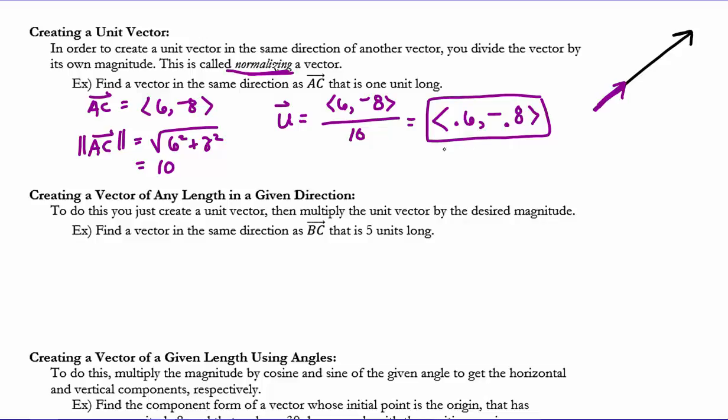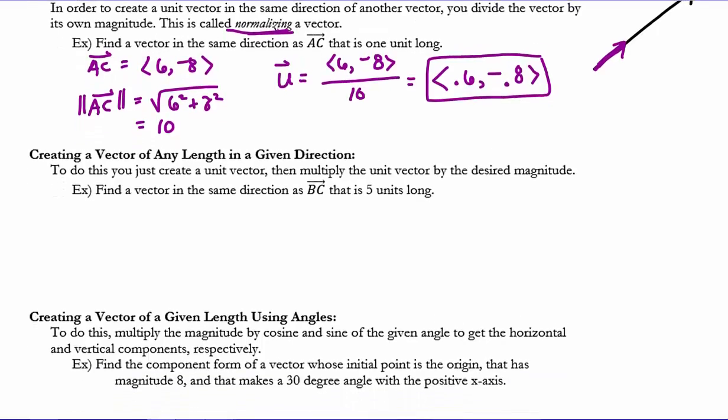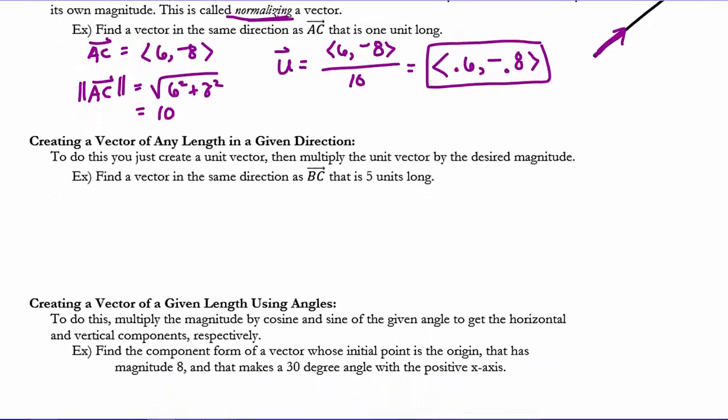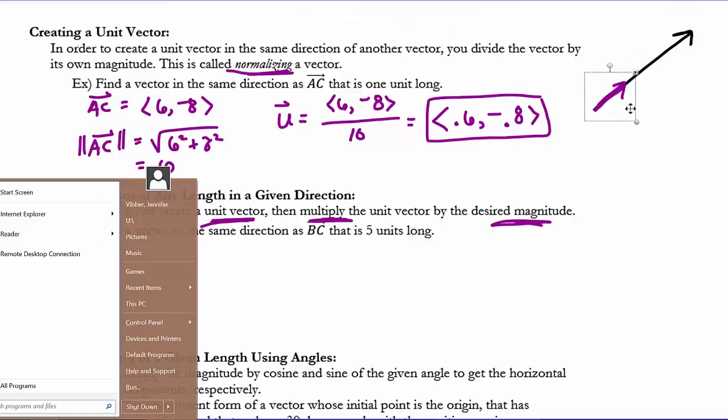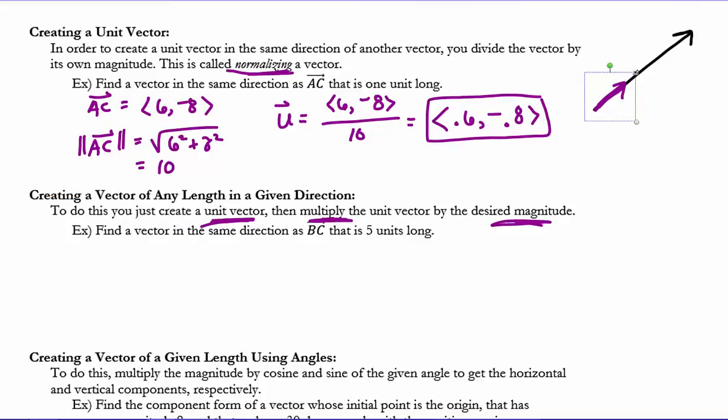Okay? If I want to create a vector of any length in a certain direction, what you're going to do is create a unit vector first to get it down to 1 unit, and then multiply by the magnitude that you want it to have. So basically you shrink it down to the size that you want, kind of like what I did up here, and then you take that guy and you stretch it a little bit to make it bigger.